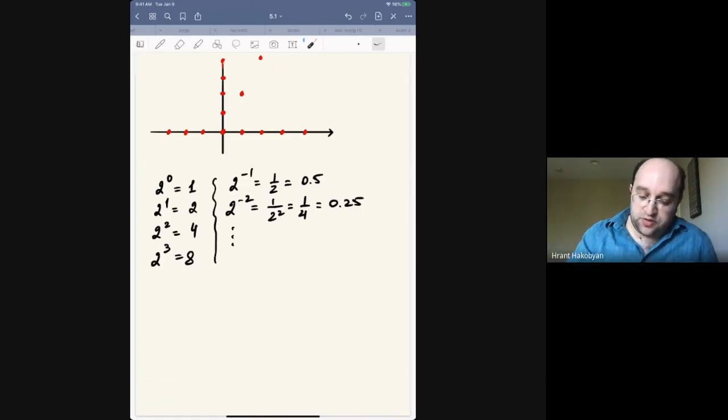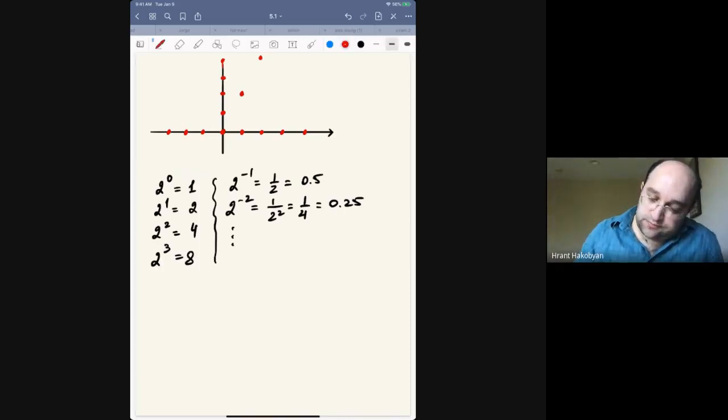So I can't draw. It goes fast, it goes really high really fast. And then if I do negative numbers, so like here, negative 1, at negative 1 my answer is going to be 0.5, so that's somewhere here. So let's draw that. That's half.